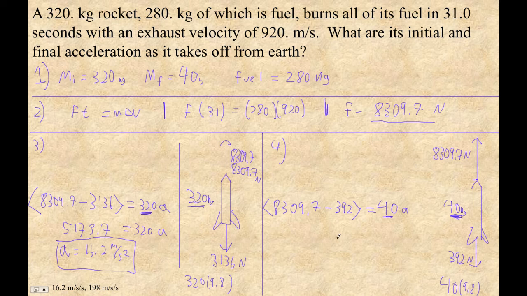All right, so here we go. When I do this, 8309.7, I'm too lazy to type it in. I've got it. Okay. Minus 392. I get 7917.7 is 40A, right? And then I'm going to divide by 40. And I get 198 roughly. Ta-da.